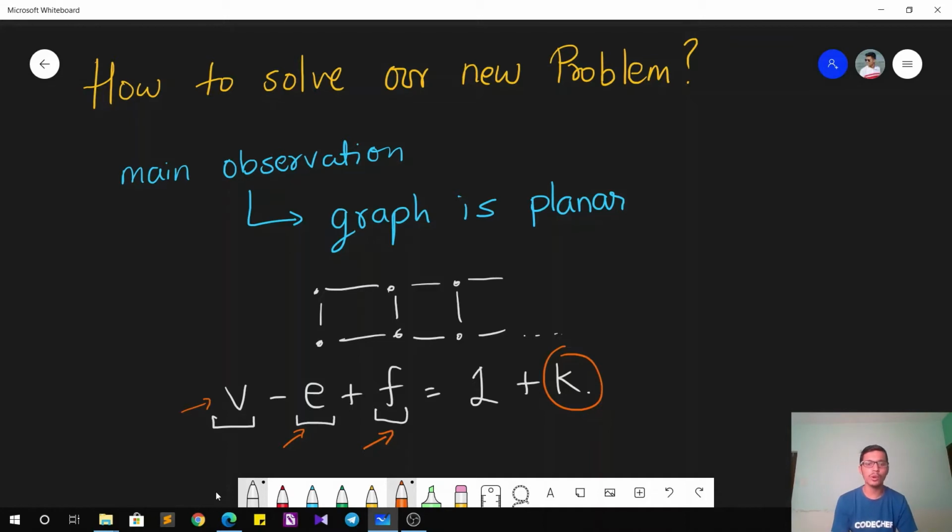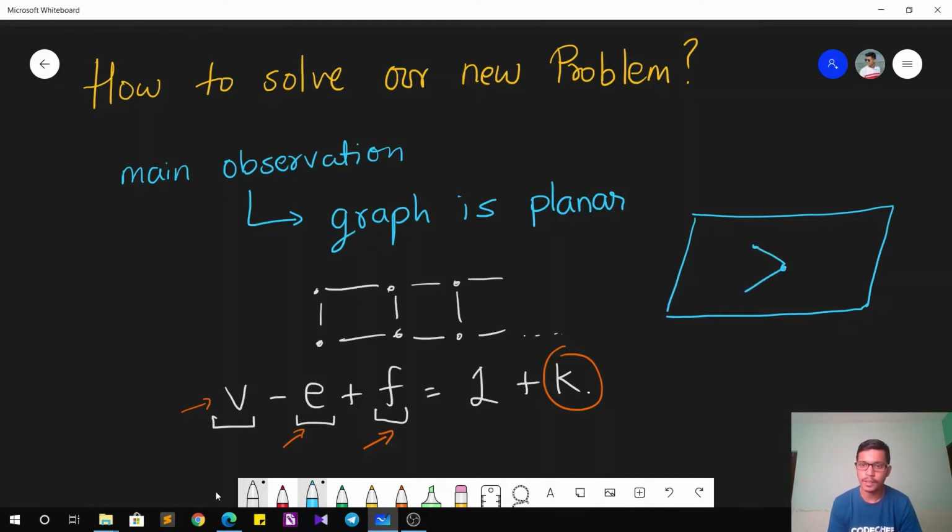For those of you who don't know what we mean by faces in a graph, assume that there's a plane and you're drawing the graph on the plane, right? Because it's a planar graph, it can be embedded on a plane. So if you draw the graph, then after drawing the graph, whatever is the number of regions that the plane is divided into, that is nothing but the number of faces. For example, here you can see that the plane is divided into two regions, this outside region and this one, which is another region. So that is the number of faces, and K is the number of connected components in the graph.